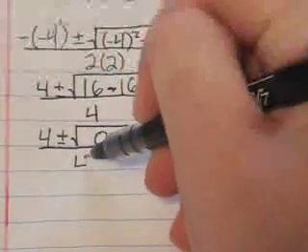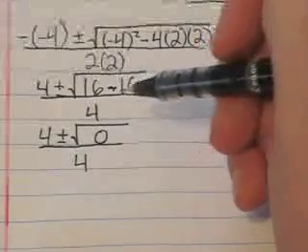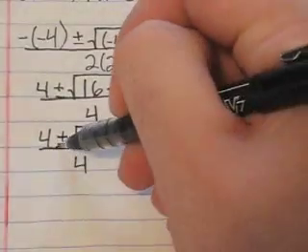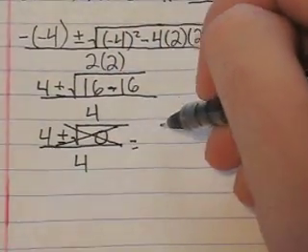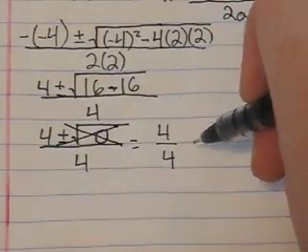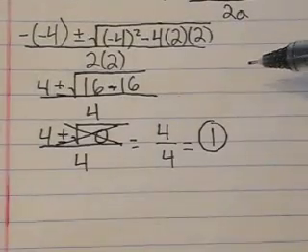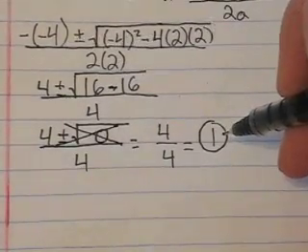So on the bottom we still have 4. Since the square root of 0 is just 0 and it does not affect your problem when you add or subtract 0, we could just cross this out. So that just leaves us with 4 divided by 4, and 4 divided by 4 is equal to 1. So our solution is the same as if we factored it or if we completed the square. We have one real solution, and that is 1.